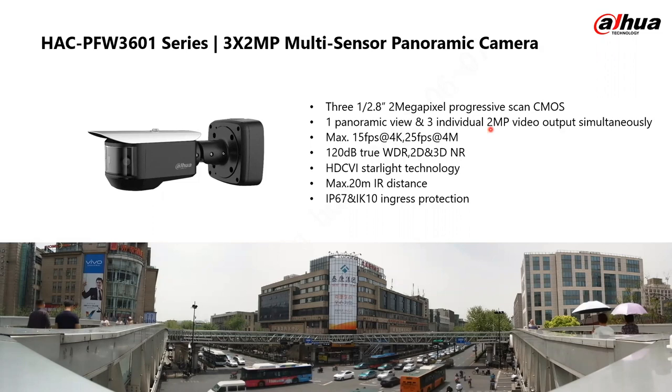When it comes to the wide dynamic range in terms of our view, this supports a true 120 dB WDR function, and supports both 2D and 3D noise reduction. This is HDCVI Starlight technology for low-light illumination. The maximum IR distance for this is 20 meters. The product is highly protected, dustproof and waterproof, and IK10 suggests that it is highly protected against impact, maybe from a fall. So this is the kind of view that this particular camera can produce for you.